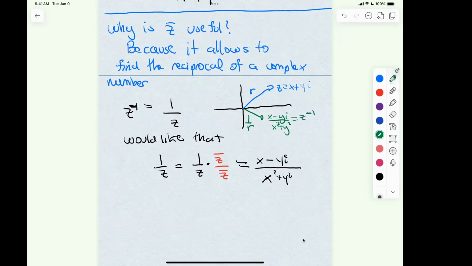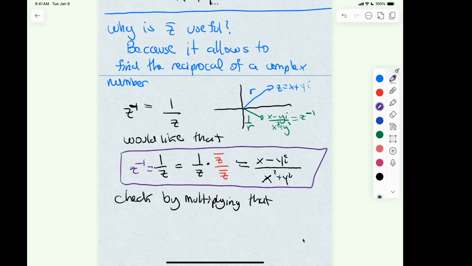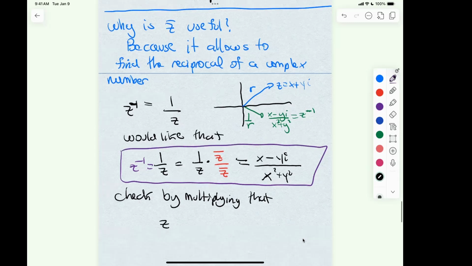You can check by multiplying that z times z inverse gives you 1. So the trick about z bar, the reason why z bar is useful, is that it allows you to invert a number.